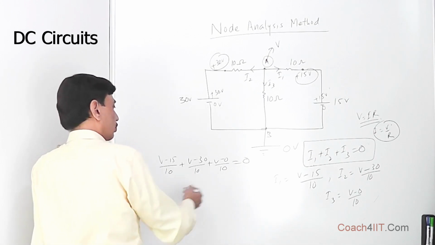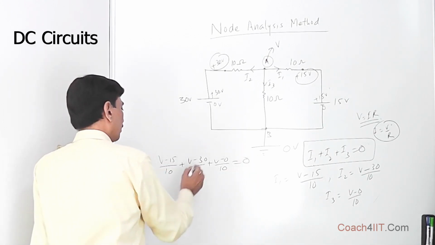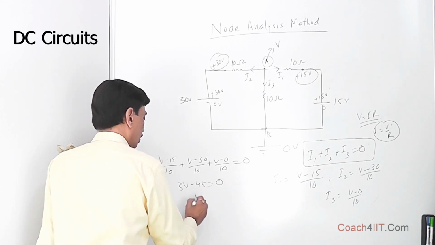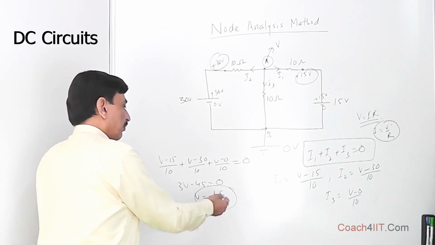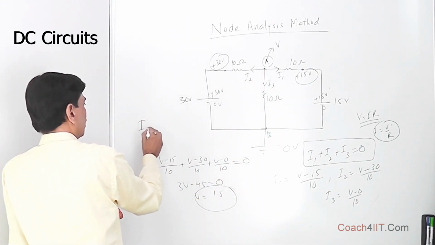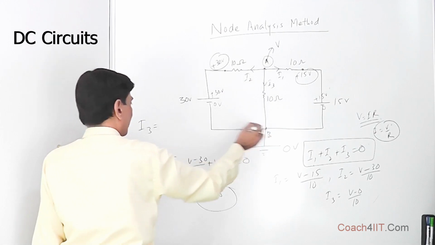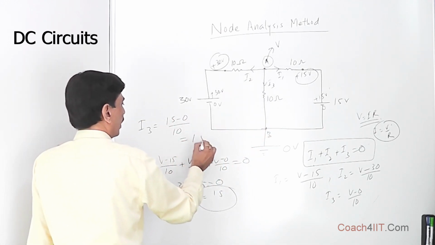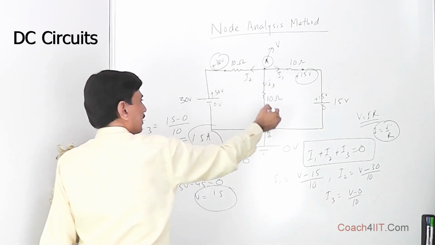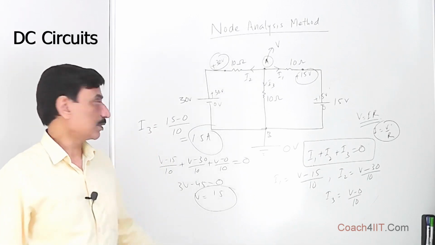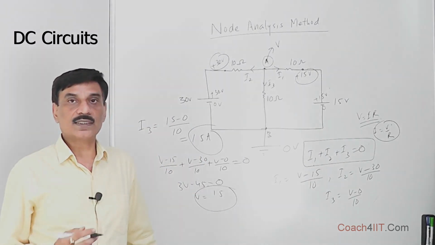10 we can take out common and it goes over here, making 0. So 3V minus 45 is equal to 0. So V comes out to be 15 volt. We have to find I3. The value of I3 is equal to V minus 0, that is 15 minus 0 by 10, which is equal to 1.5 ampere, obviously in this direction only. Had it been negative, it would mean the current would have been going in the other direction. So once again, we get the same answer.